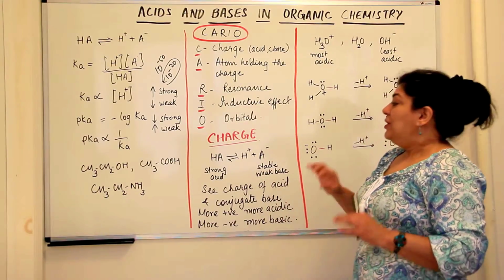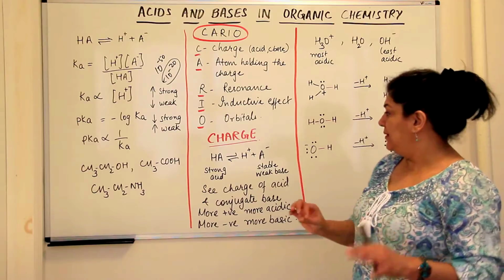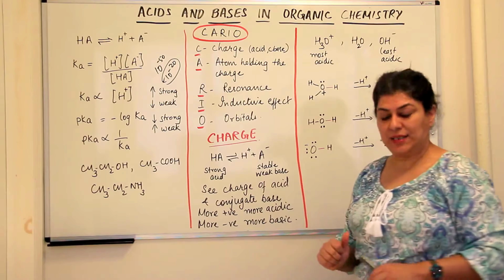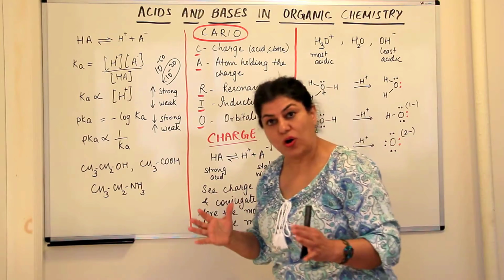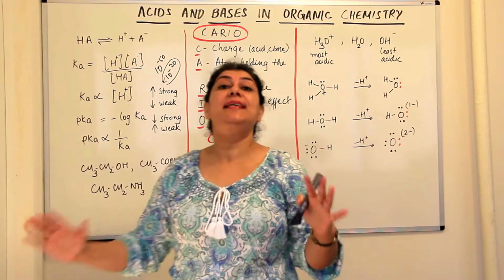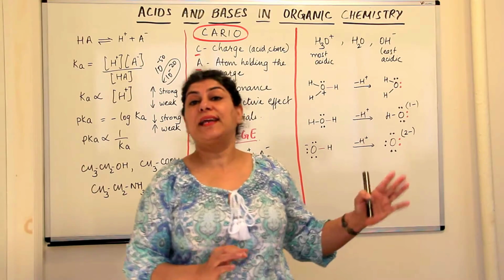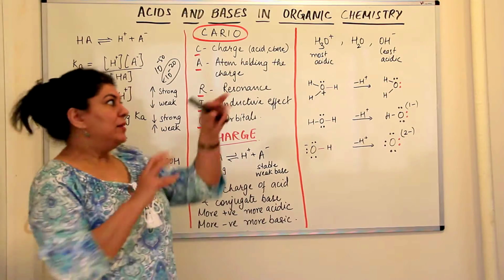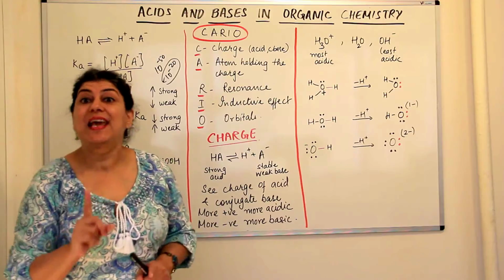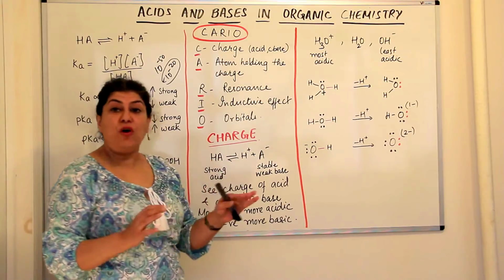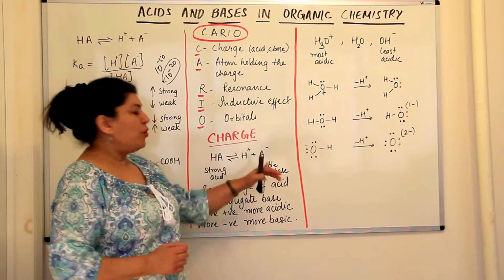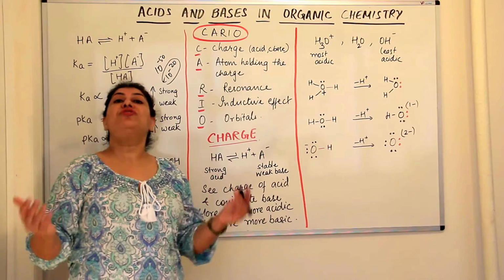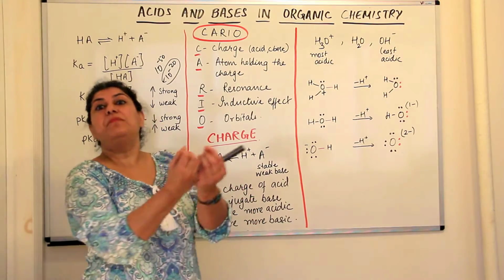Am I clear? So if you look at this equation again, the dissociation of the acid, HA breaks down to form H positive and A negative. If the acid is strong, it means it dissociates easily into H positive and A negative ions. If it dissociates easily, it means the products that it forms should be stable. If the products that it forms are stable, it means the products are not reactive. Stability means being not reactive, and instability means being more reactive.